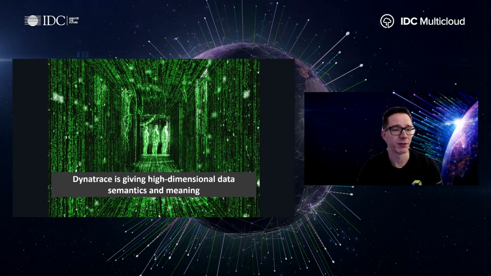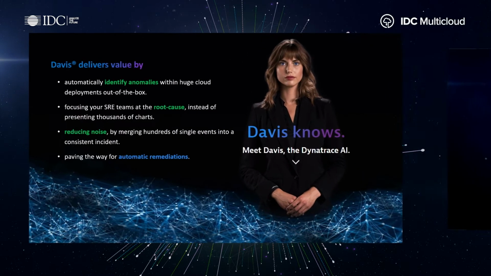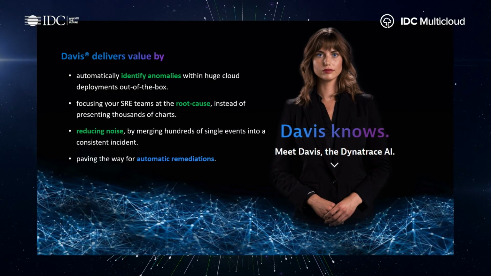Well, that is Davis. Davis is what we refer to as our Dynatrace AI, and it actually identifies automatically anomalies that happen within your massive cloud environments just out of the box. You install our OneAgent on your system, and it immediately starts detecting this. And instead of just giving you massive amounts of alerts that need to be handled by your SRE teams, we give them a problem and a root cause. Brings order into that chaos.